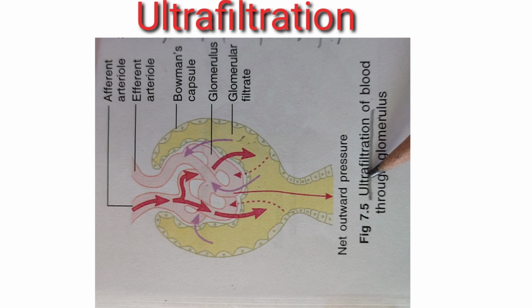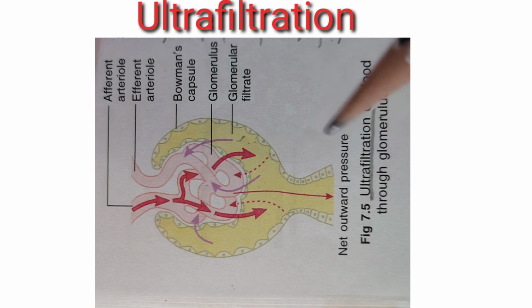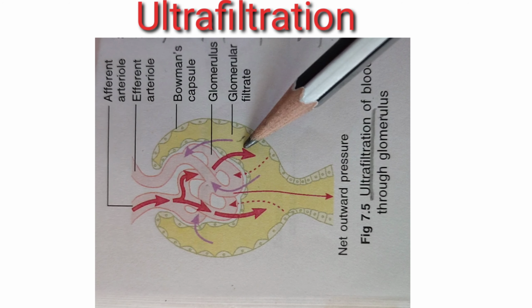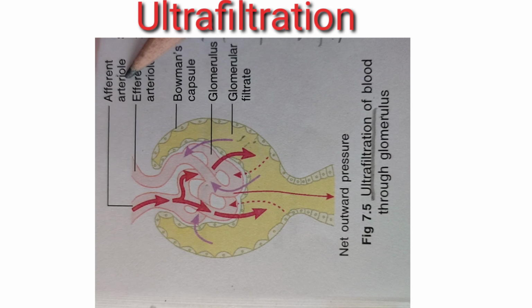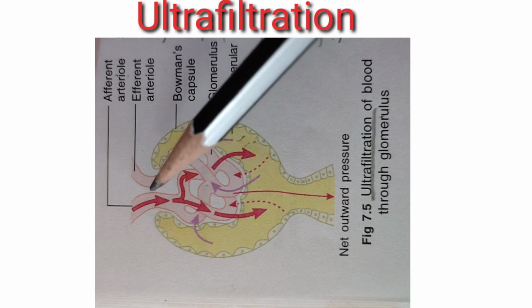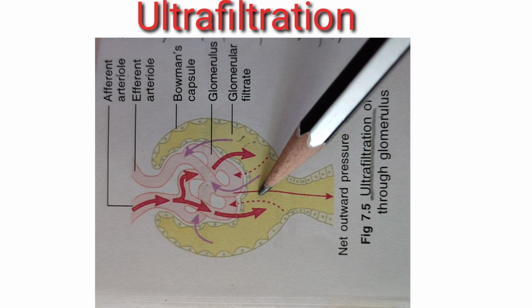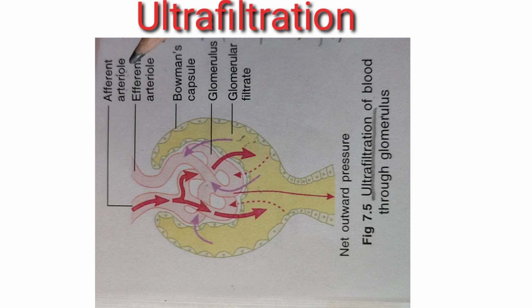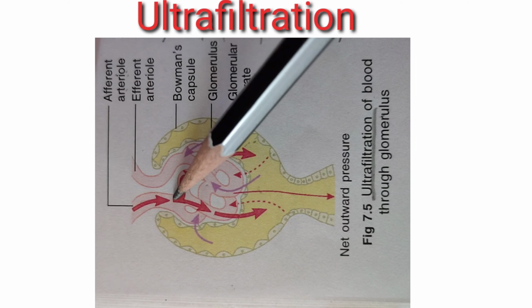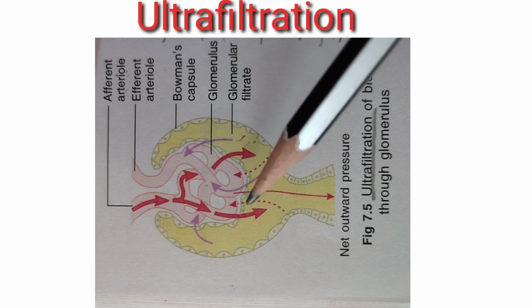If you look at the name itself, it suggests that certain filtration is going to take place here, right? So how does this filtration take place? As we know, your afferent arteriole brings the impure blood to the Bowman's capsule. Here, impure blood does not imply that blood consists of carbon dioxide. Here, impure blood implies that blood consists of many unwanted materials. So, the afferent arteriole brings the blood to the Bowman's capsule.